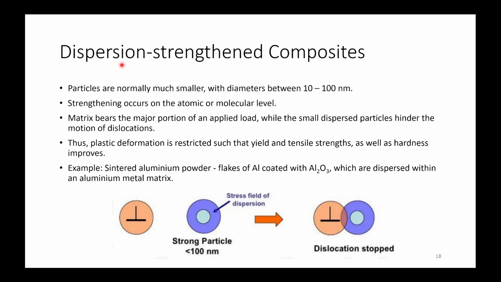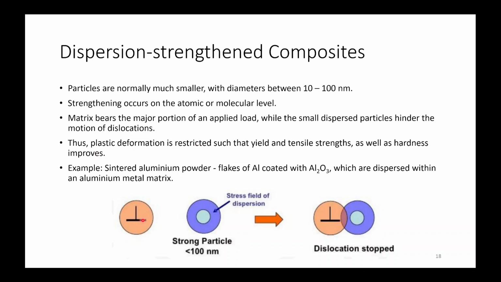Now the second type of composite is dispersion strengthened composites. Particles are normally much smaller, with diameters between 10 to 100 nanometers. Strengthening occurs on the atomic or molecular level. The matrix bears the major portion of an applied load, while the small dispersion particles hinder the motion of dislocations. This is what your small particles will look like. Thus plastic deformation is restricted.